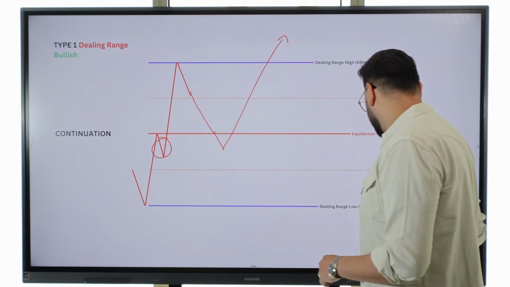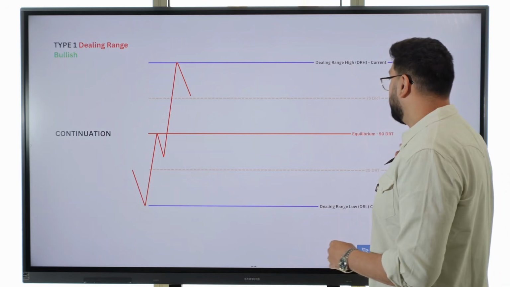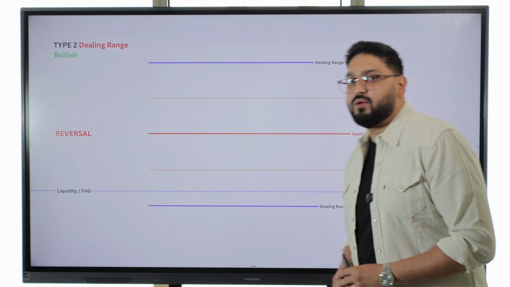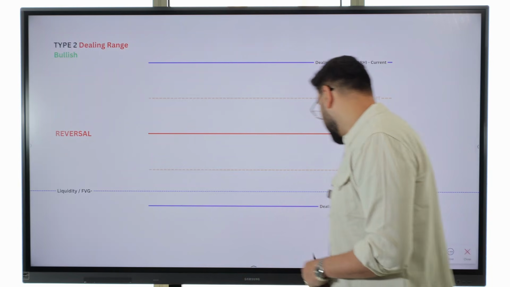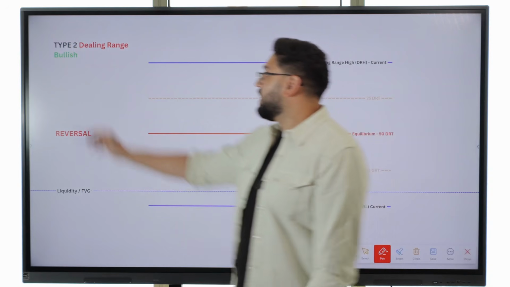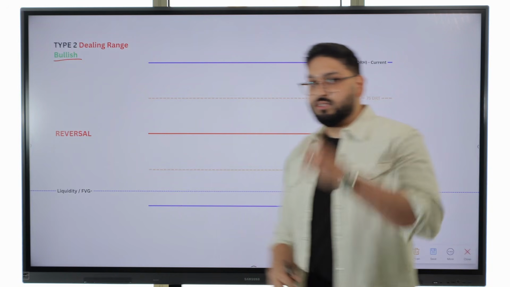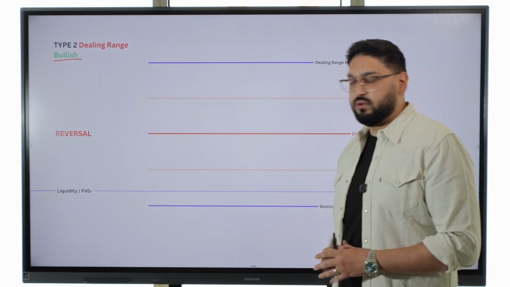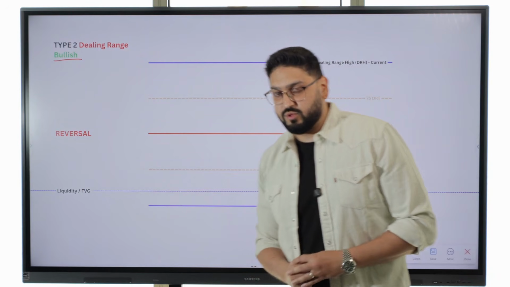Now, let's get again a little bit deeper. Let's talk about a type 2 dealing range, and in this example I'm going to use a bullish dealing range. So we have the higher time frame, which is bullish. A type 2 dealing range is going to be a reversal profile.